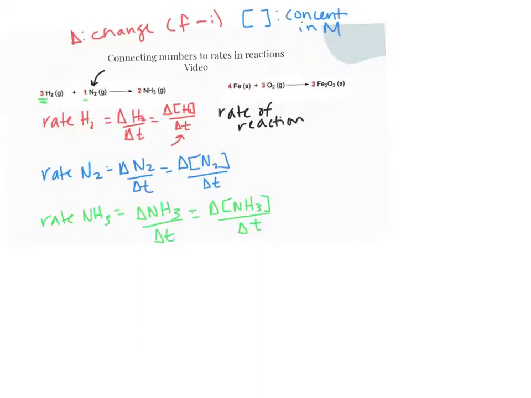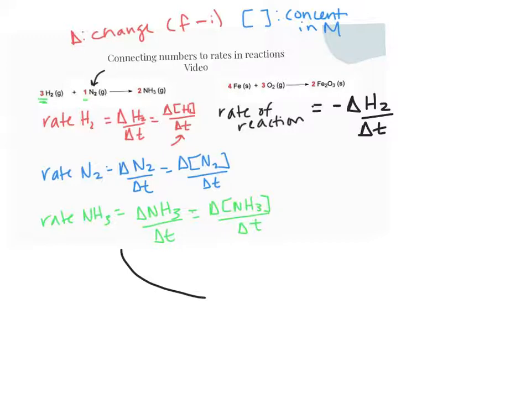So the rate of reaction is equal to the change in H2 over time. Except when H2 changes over time, H2 is going down, making it negative. And the rate of reaction is always positive. So we're going to multiply this by -1 to make that negative rate into a positive rate.